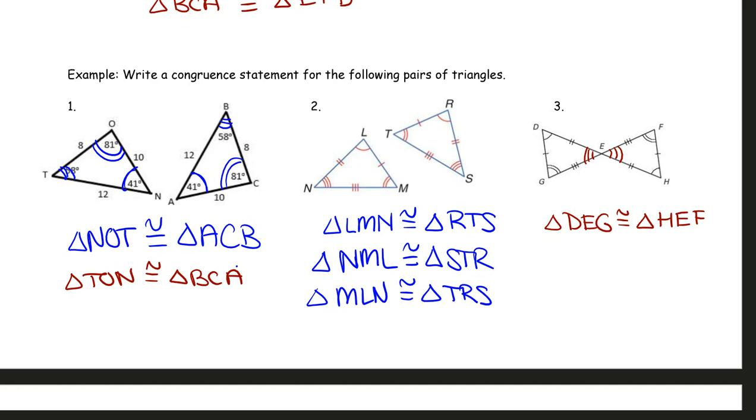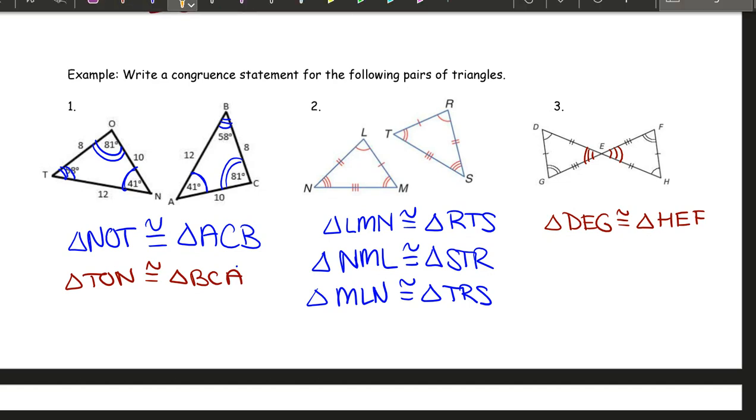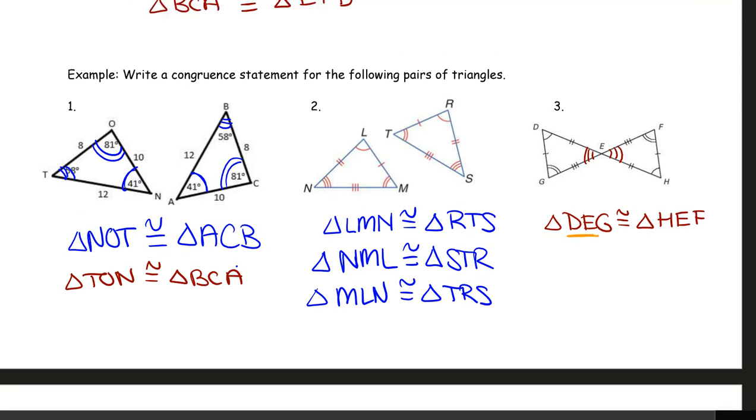Now, one thing I haven't mentioned yet is that not only do the angles match up, but if you put the angles in the right order, then something else cool happens. Let's look at 2 letters at a time. If I look at the first two, DE and HE, well, in the 2 triangles, DE is congruent to HE. So it also tells me the sides that match up.